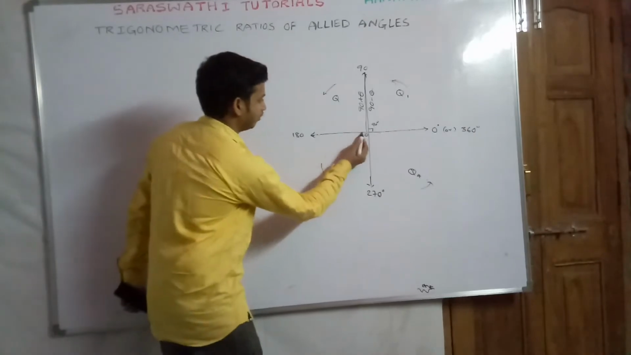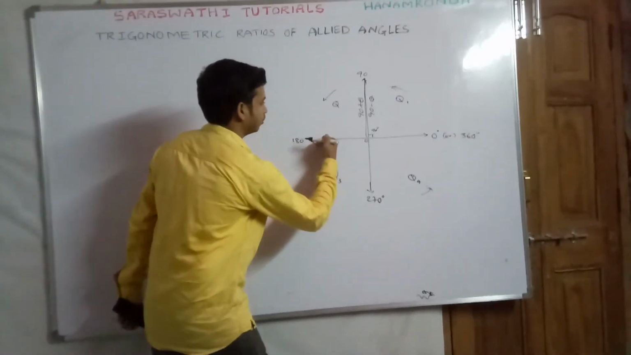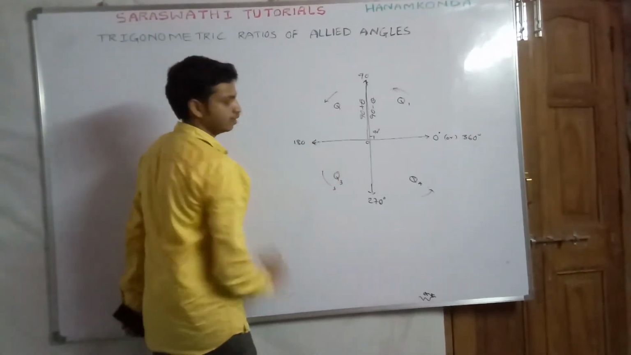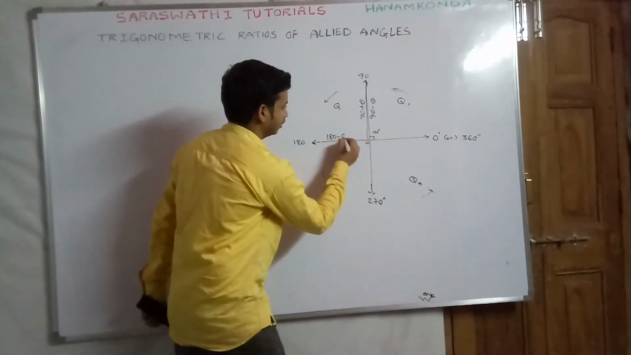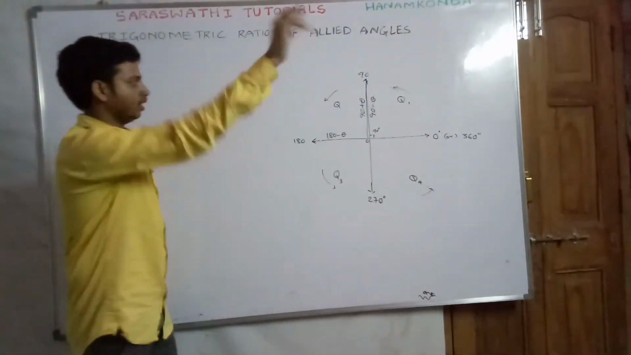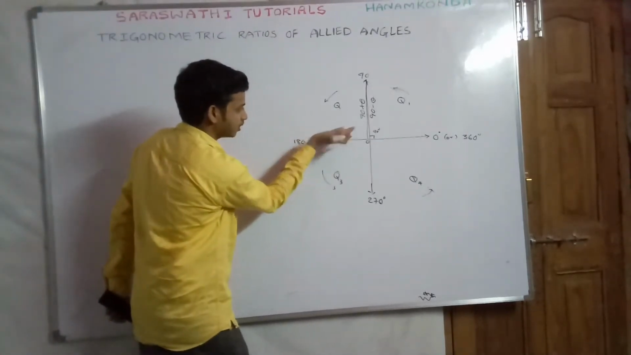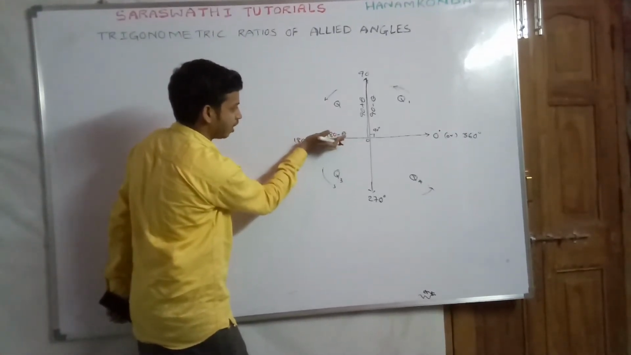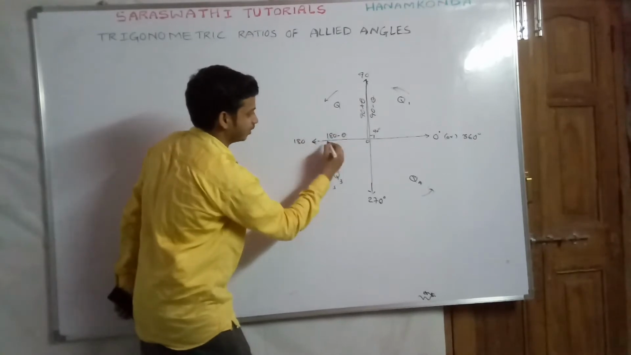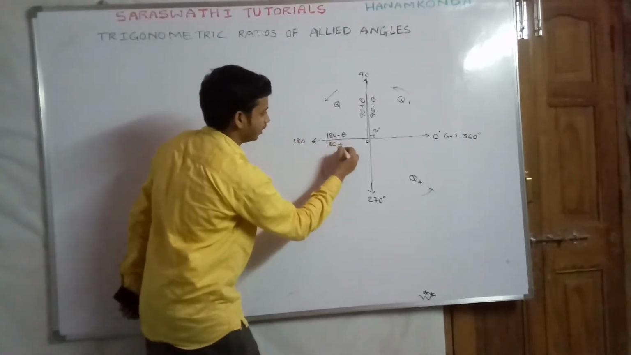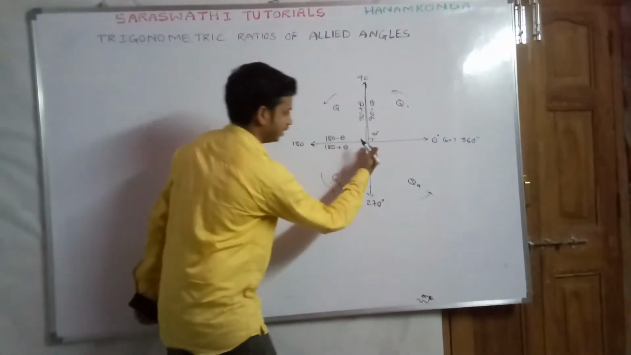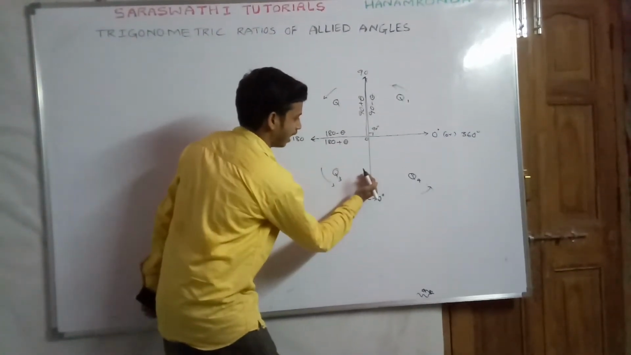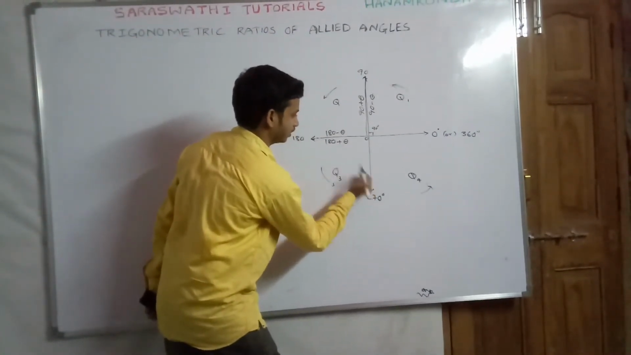Next we have 180 degrees. The angles above this line are less than 180, so we take them as 180 minus theta. The angles after this line are greater than 180, so we take them as 180 plus theta. Then here we have 270 degrees. The angles before this 270 degrees are less than 270.